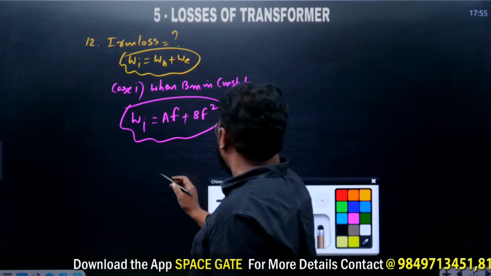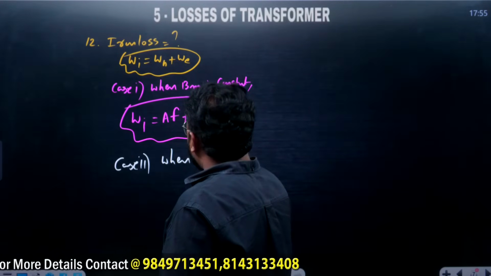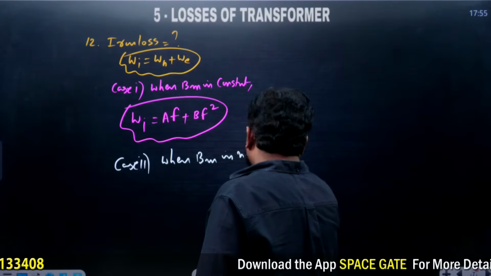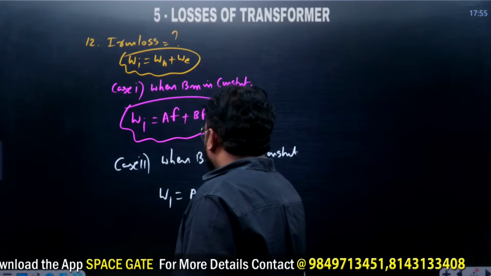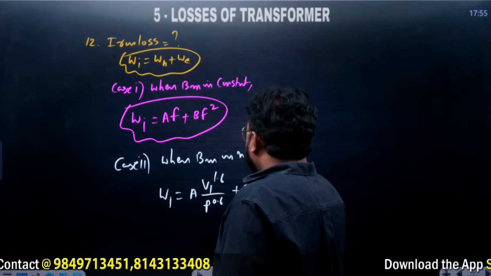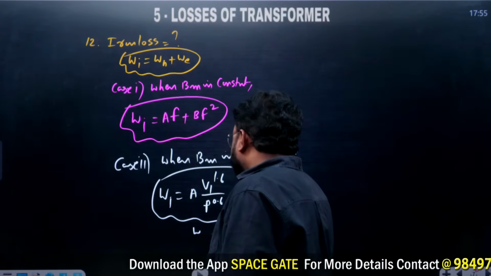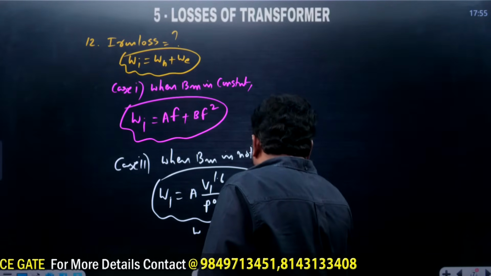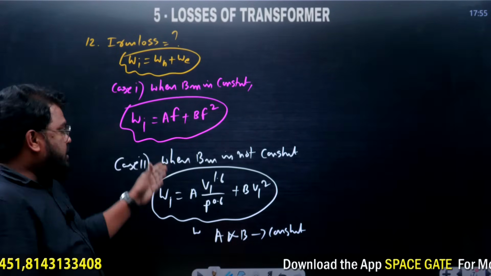When B maximum is not constant, this is case number 2. How to calculate these iron losses? Iron losses are equal to A into V1 power 1.6 divided by F power 0.6 plus B into V1 square, where A and B are proportionality constants. Simply, you can call them K1, K2, C1, C2, whatever it may be, but I am interested to take A and B.